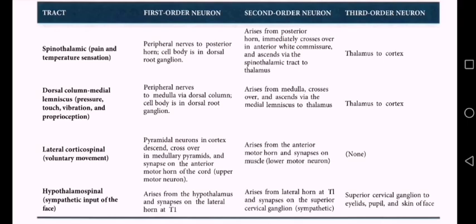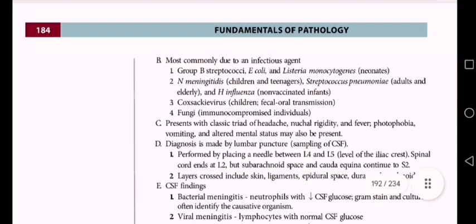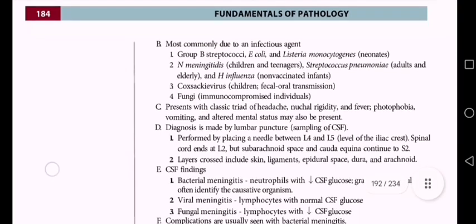And the fourth tract arises from the hypothalamus and synapses on the lateral horn at T1. The second order neuron arises from the lateral horn at T1 and synapses on the superior cervical ganglion, and it is, of course, sympathetic. The third order neuron goes from the superior cervical ganglion to the eyelids, pupil, and skin of the face. So these were the four tracts you would have to remember.